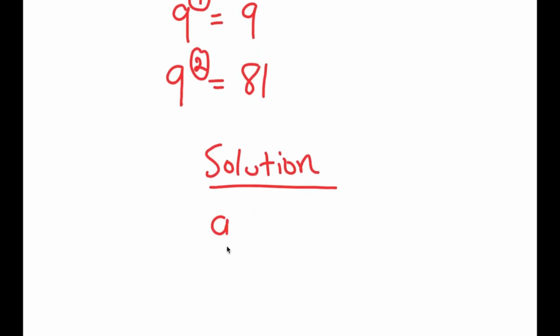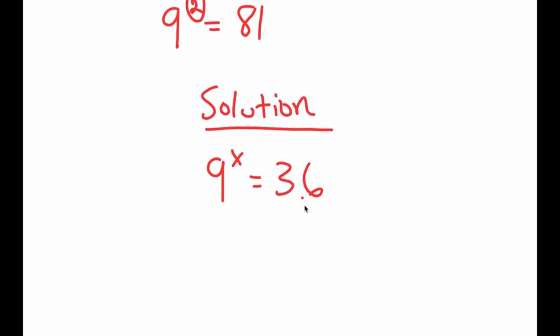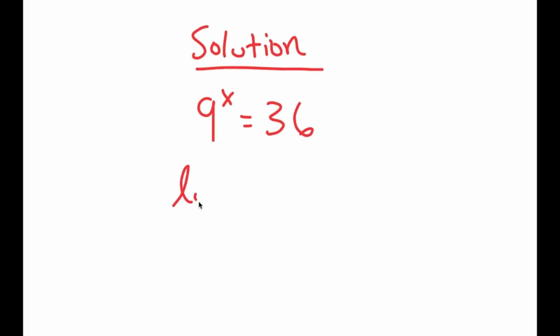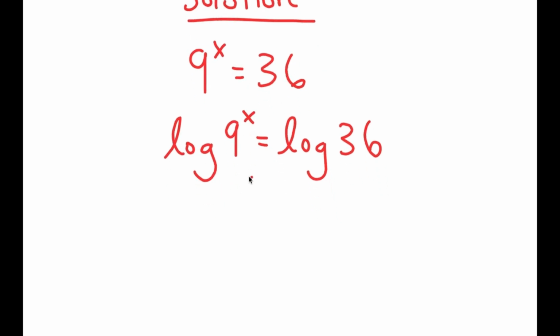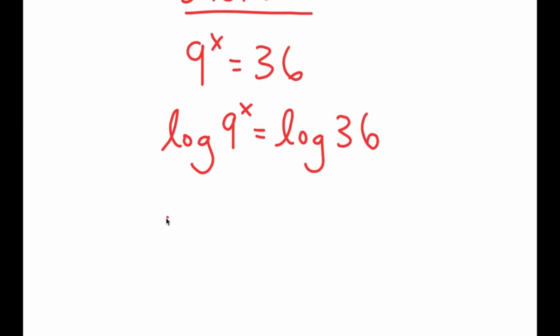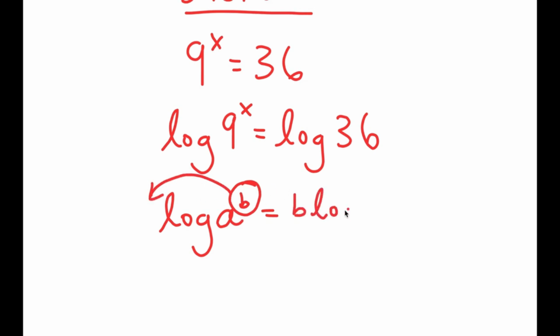So to do that, what I'm first going to do is take the log on both sides. So I get log 9 to the power of x is equal to log 36. And the reason I used logarithms for this is because they have a special property that states that if I have something in the form log a to the power of b, I can move this exponent b to the front, so this turns into b times log a.